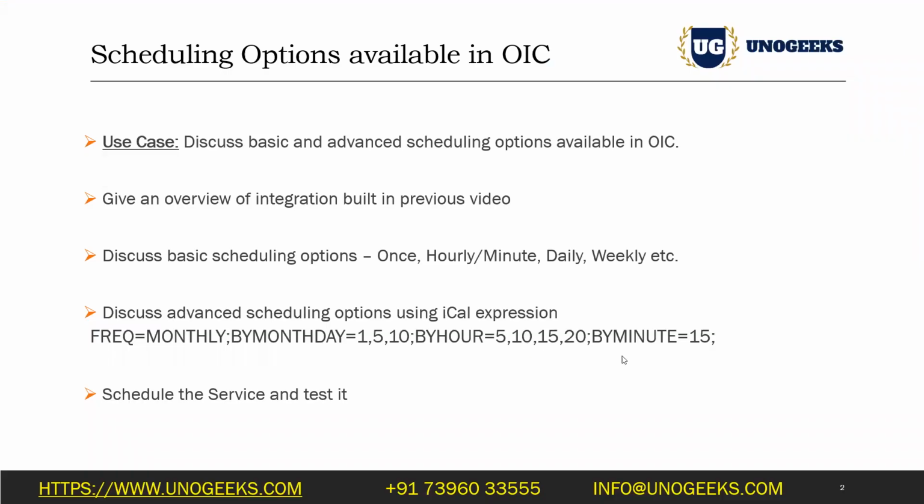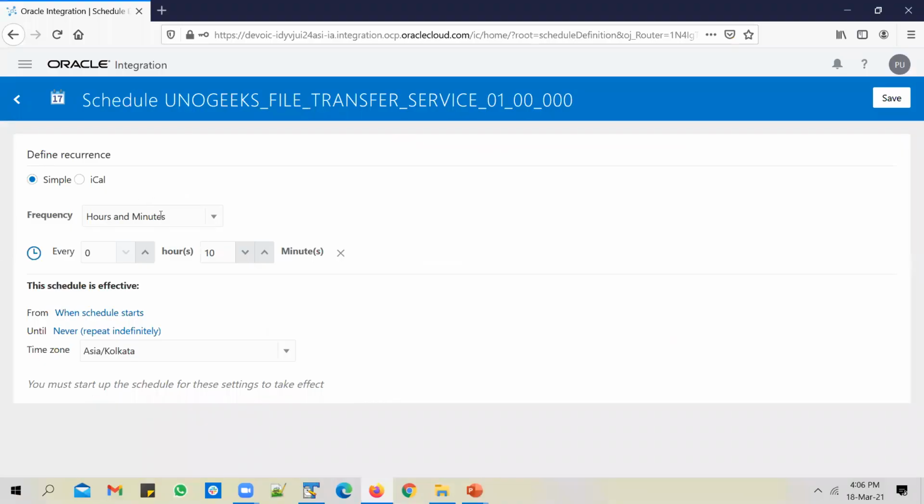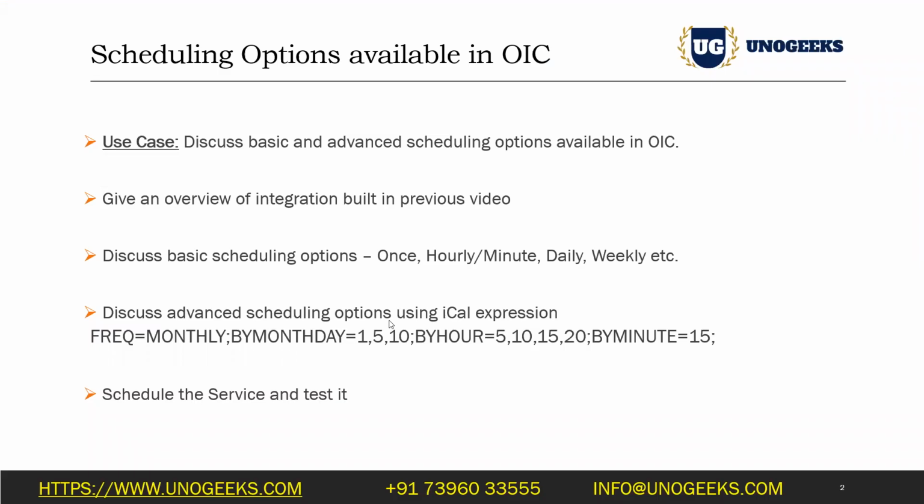This is not a simple scheduling requirement, right? You cannot achieve this using the simple options that are available, because you cannot say every 10 minutes, or trigger every hour or trigger every day. The service needs to run on specific days and at specific points in time on those days. Whenever you have such a complex scheduling requirement, you can write an iCalendar expression. The format that you're seeing here is a proper iCalendar expression. You can copy this as is and tweak it or customize it as per your own requirements.